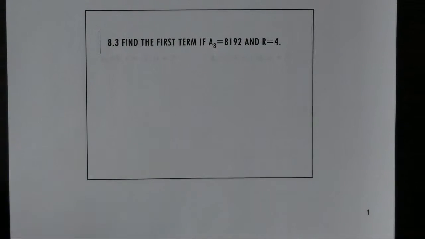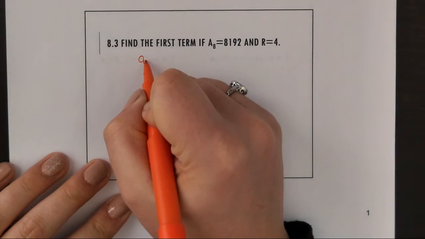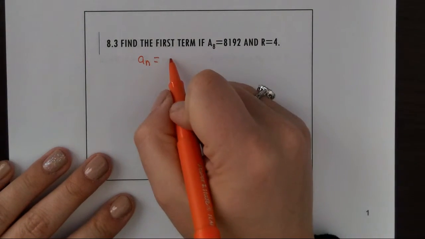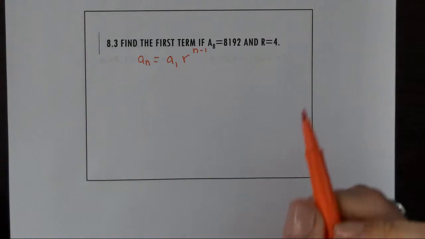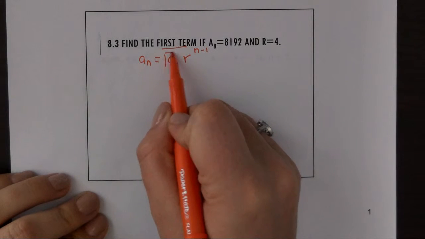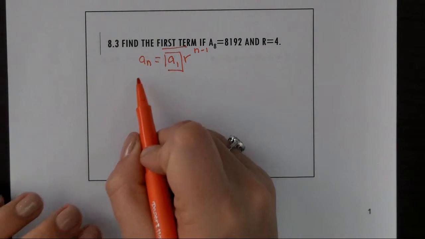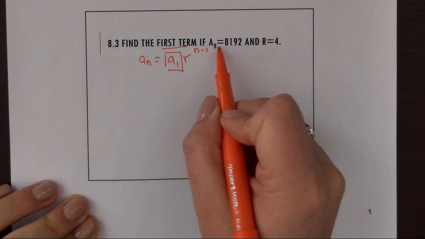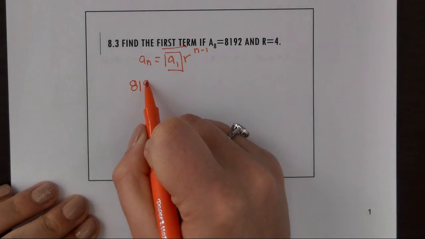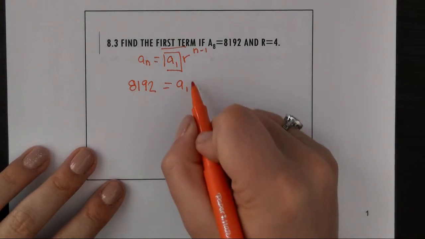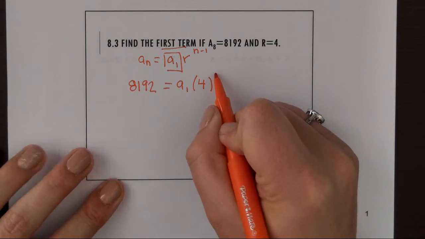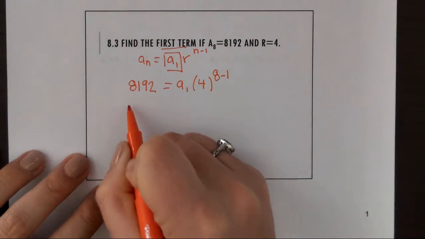Okay. Now we're going to find the first term if we know our 8th term and we know our common ratio is 4. Okay, so our geometric sequence formula, a sub n equals a sub 1 times r to the n minus 1 power. Okay, so we're trying to find our first term, which is a sub 1. Okay, we know a sub n, that's our 8th term. Okay, a sub 1 is staying the same because we're trying to figure out what our first term is. Our ratio is 4, and we're raising this to the 8 minus 1 power.